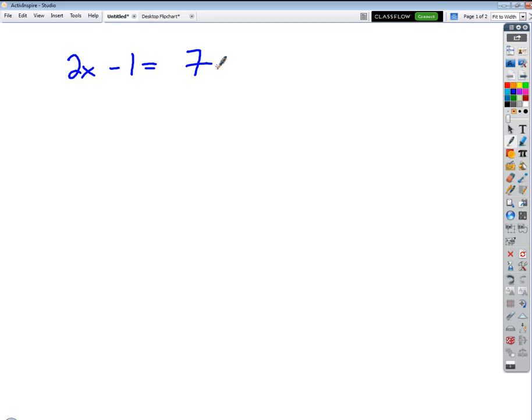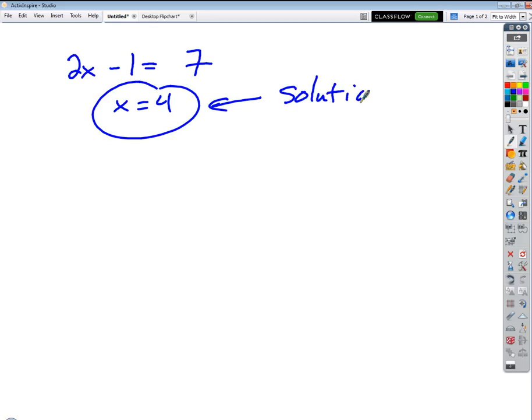4. Okay, everybody agrees. We're going to add 1 and get 8 divided by 2. Okay, so we're going to get x equals 4. That is the solution. Remind me from our conversation, why is that the solution? How do you know it's the solution?